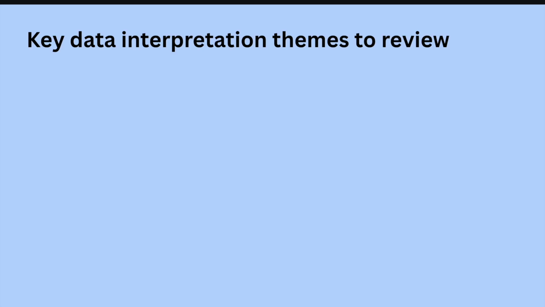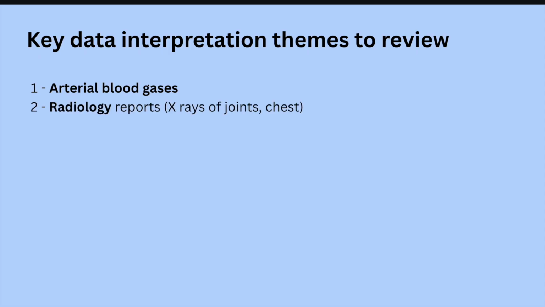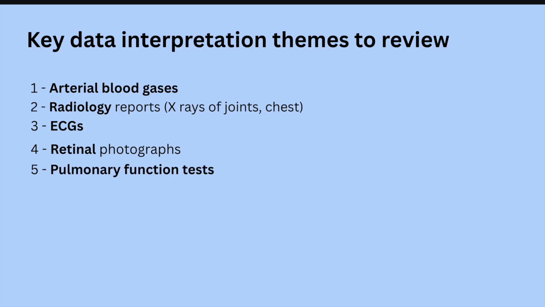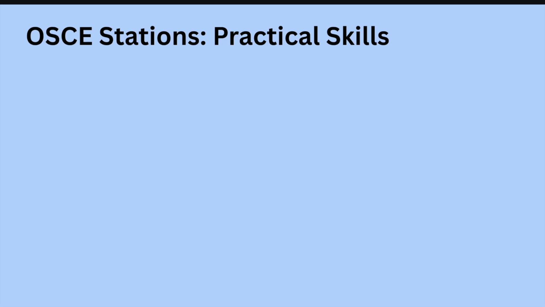The things I would focus on the most are arterial blood gases, radiology reports, so x-rays of joints, chest, ECGs, that's going to come up for cardiovascular quite likely, retinal photographs, that can come up more for practical skills if you're doing ophthalmoscopy, pulmonary function tests can come up for that respiratory exam, and just general bloods, you should be familiar interpreting those. So with the OSCE stations, you also get one practical skill station.